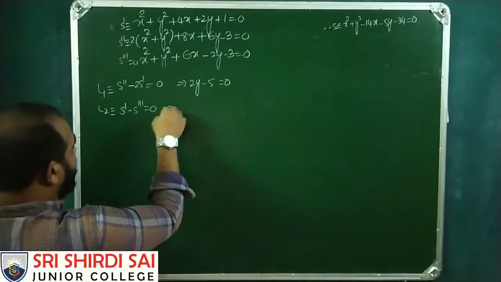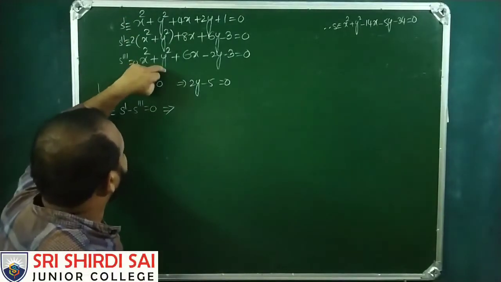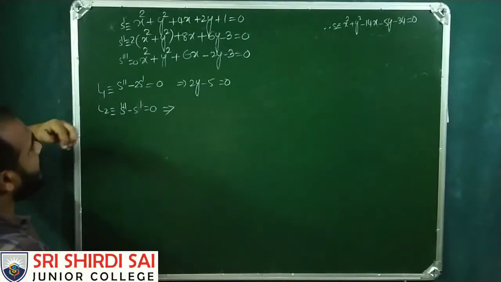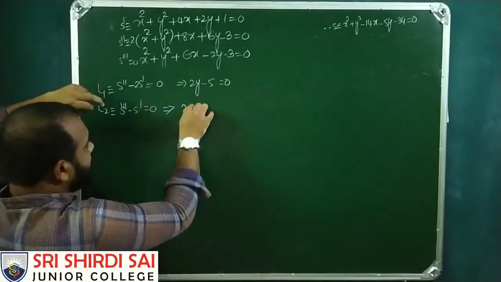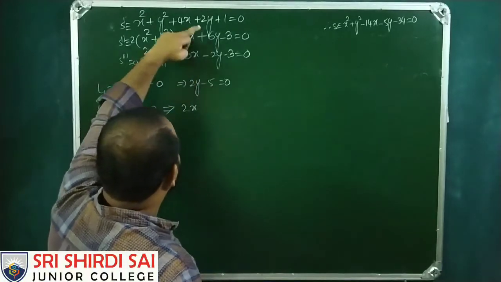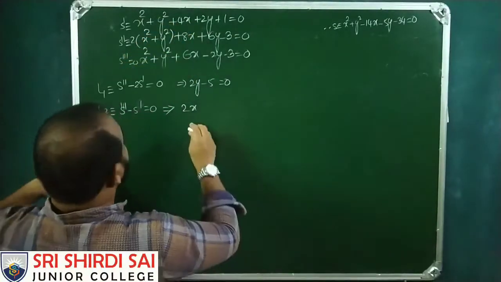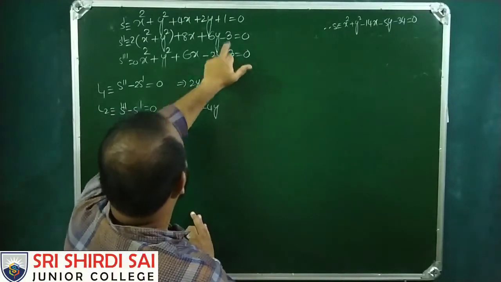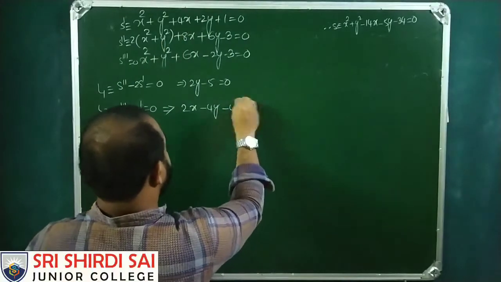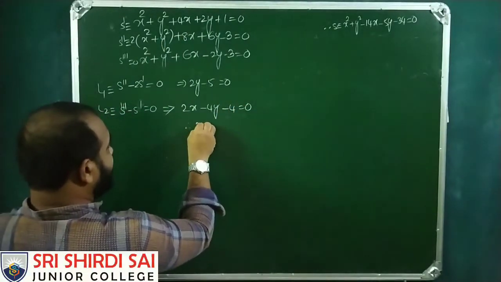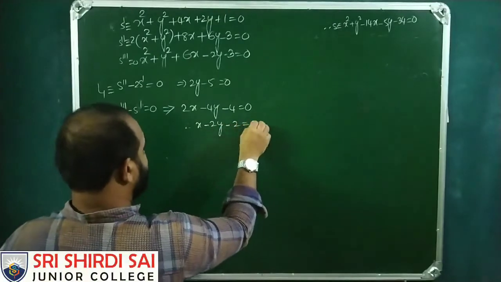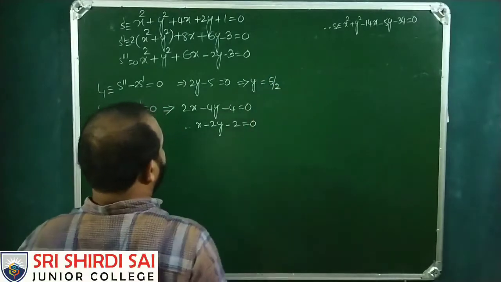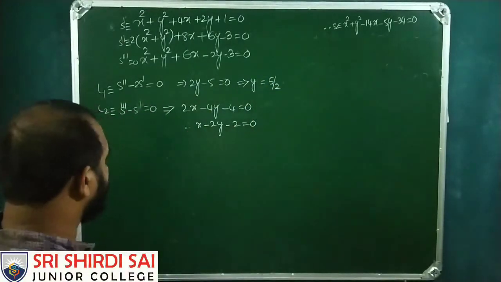I will take x square, y square gets cancelled. Otherwise S''' minus S' I'll do. So 6x minus 4x is 2x. Minus 2y minus 2y, minus 4y, minus 3 minus 1, minus 4 equals to 0. Therefore this is x minus 2y minus 2 equals to 0. So from the first equation y is equals to 5 by 2 I get.